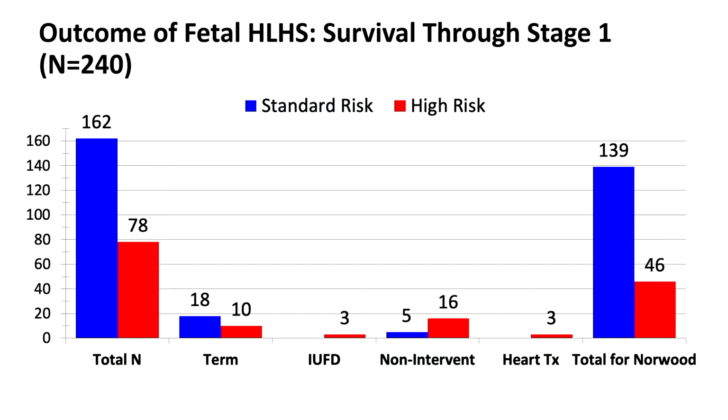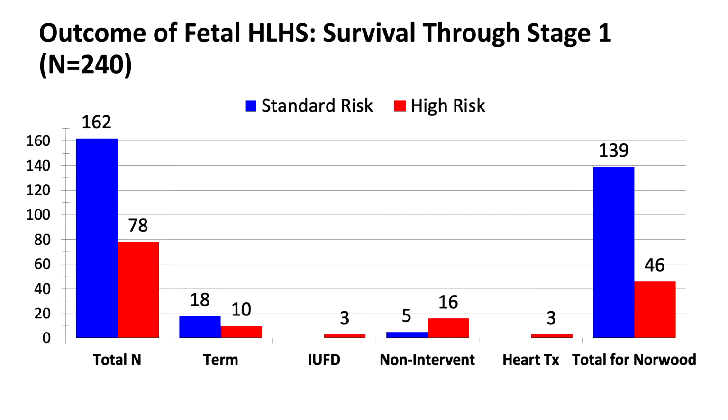We looked at a series of 240 consecutive patients with HLHS diagnosed prenatally and categorized them as either standard risk or high risk, being any of the features I just showed you. In blue are our standard risk, in red are the high risk. So 162 of the patients had standard, 78 had high risk, so about a third of patients had these additional risk factors. And here's what happened to them as they went forward in time.